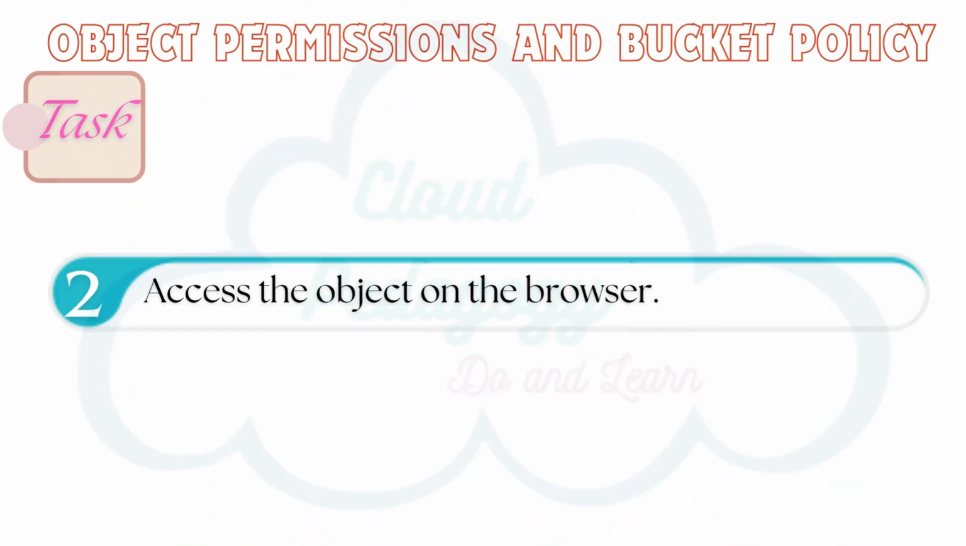In task 2, we will access these pictures from a browser. Now you have a private S3 bucket with private objects uploaded, which means you cannot visit it through the internet. Let's see whether we can access it or not.